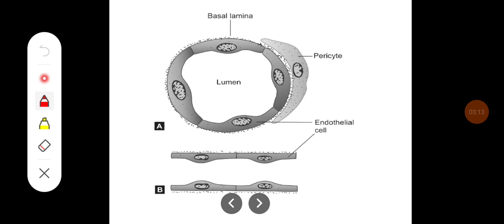So this is an example of the continuous capillaries. You can see there is no gap between the two endothelial cells.